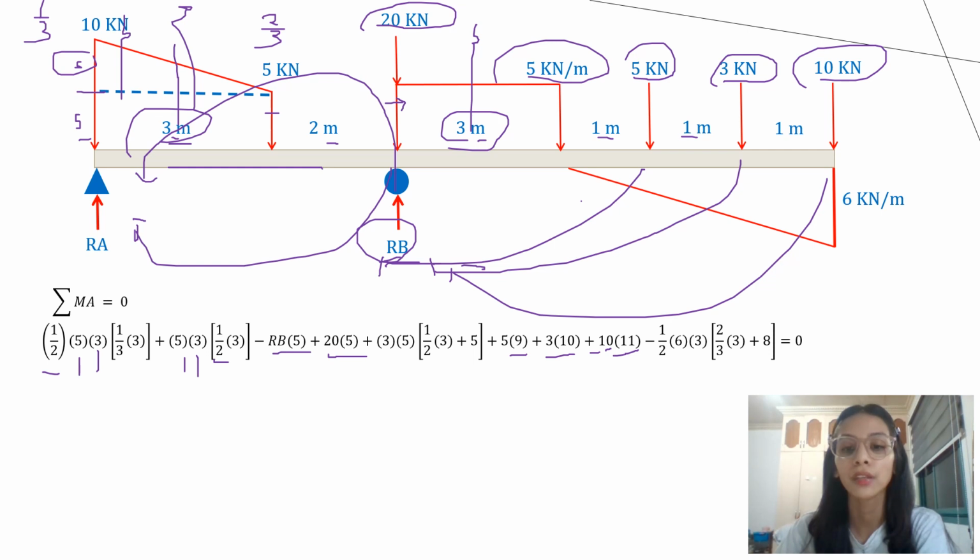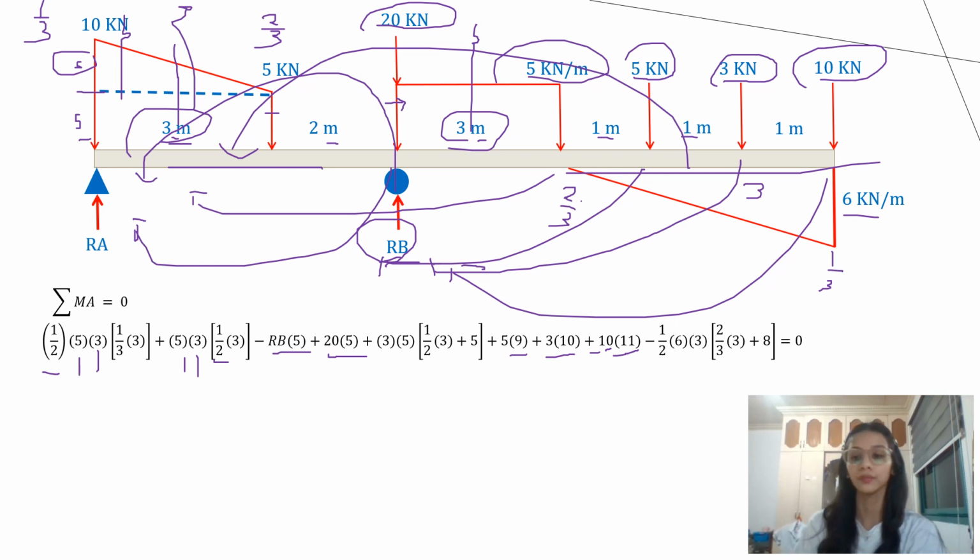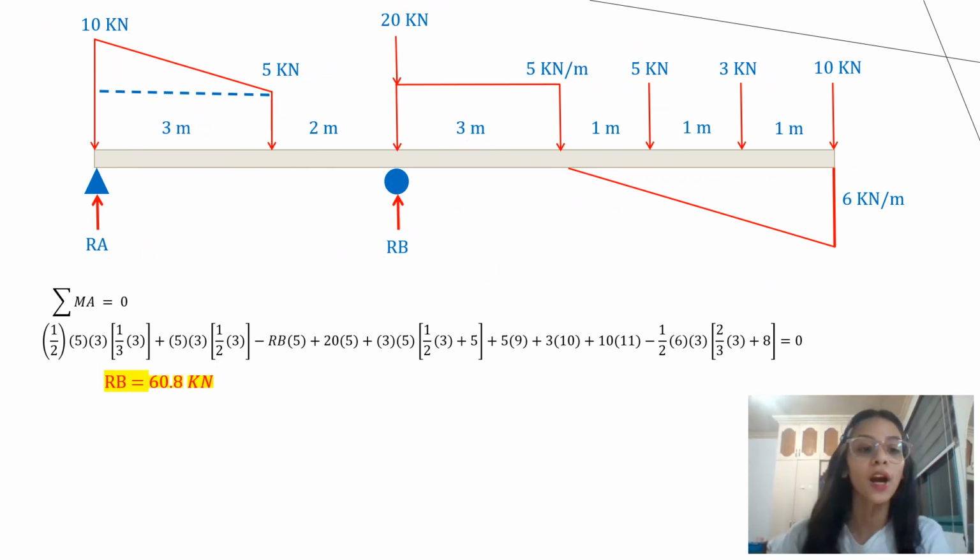Then minus our triangle, moment to RA, counterclockwise, so minus 1/2 times base, our base is 3, times height 6, so negative, and the centroid of the triangle is 2/3 for this part and 1/3 for this part, so 2/3 of 3 plus 8, since the distance is 8, so 3 plus 2 plus 3 is 8. So our RB is equal to 60.8 kN.